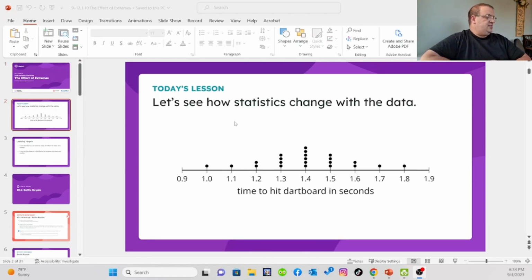So today's lesson says, let's see how statistics change with the data. So here they give an example. It's a dot plot, time to hit dartboard in seconds. So our low is at 1 second, our max is at 1.8 seconds. We have a bell-shaped symmetrical dot plot here. So we're going to look at how the shape of distributions affect what measures we should calculate and use when we're reporting these statistics.